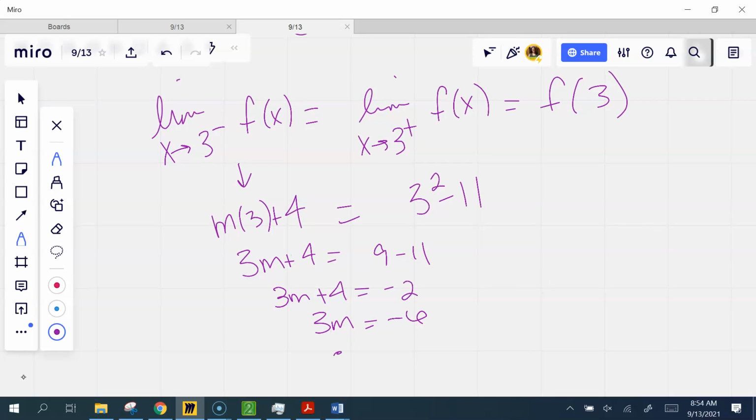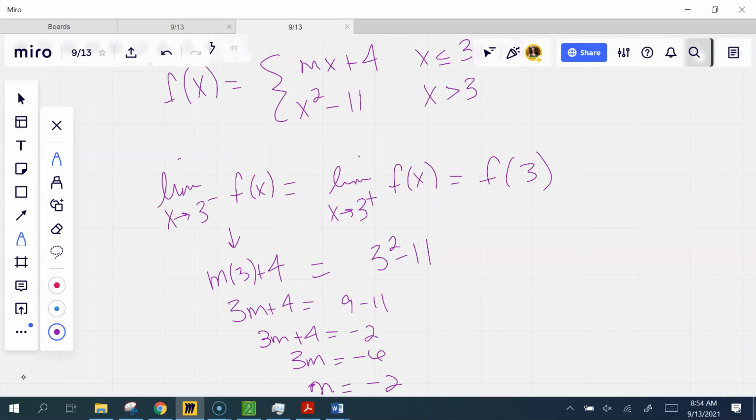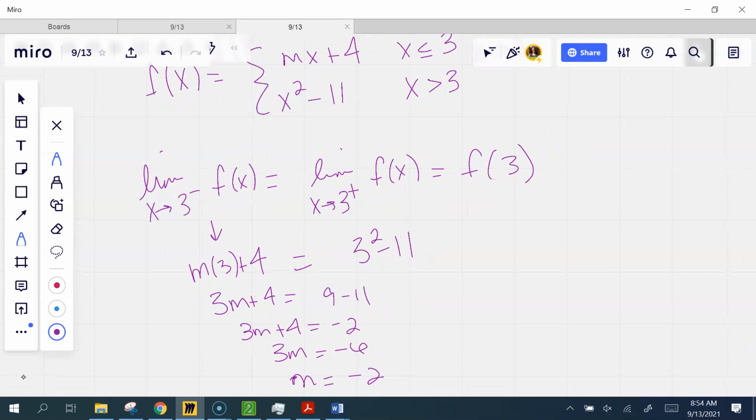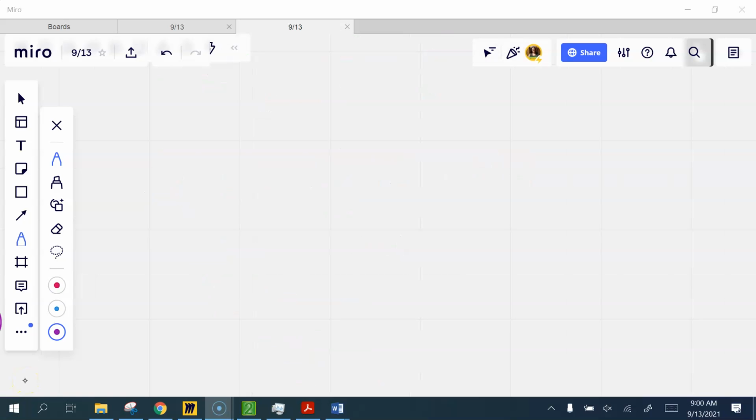Plug that in. You want it to be continuous, and you want the limits to be the same from both sides, because that is the definition of continuity. I did it.